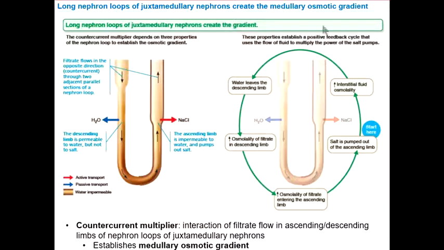And so because this keeps happening, we get a multiplier effect. Because of that interaction of filtrate flow in the descending and ascending limbs, you have that interaction between them because of their close proximity. That establishes a medullary osmotic gradient, which is pulling water out of this side because of the sodium leaving on this side of the nephron loop. So that's a positive feedback cycle, and that uses the flow of fluid to multiply the power of the salt pumps.